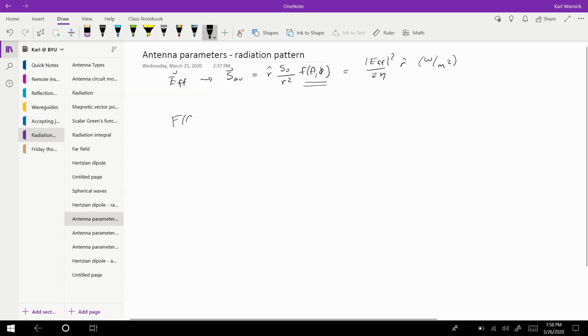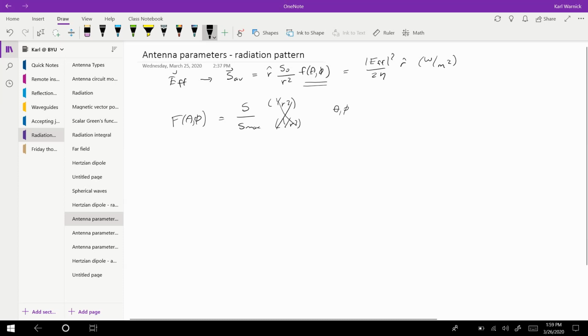I'm going to use big F of theta and phi just to represent the fact that the normalization or the scale factor might be a little bit different than that little f. The radiation pattern is defined to be the S radiated by the antenna divided by S max. Now, this might not be obvious, but both S and its maximum value have a 1 over r squared in it. So the 1 over r squared in the numerator and in the denominator will cancel. And all that's left is a function of angle, theta and phi.